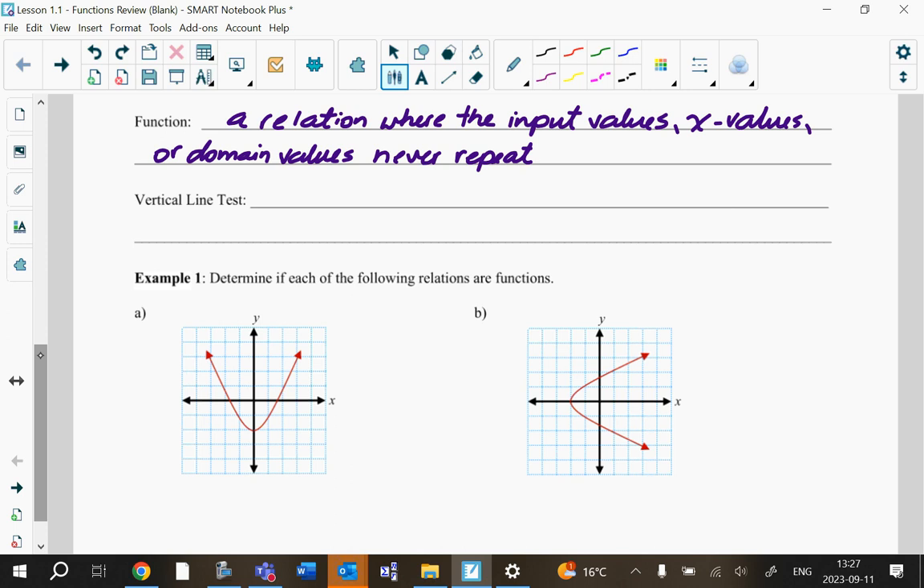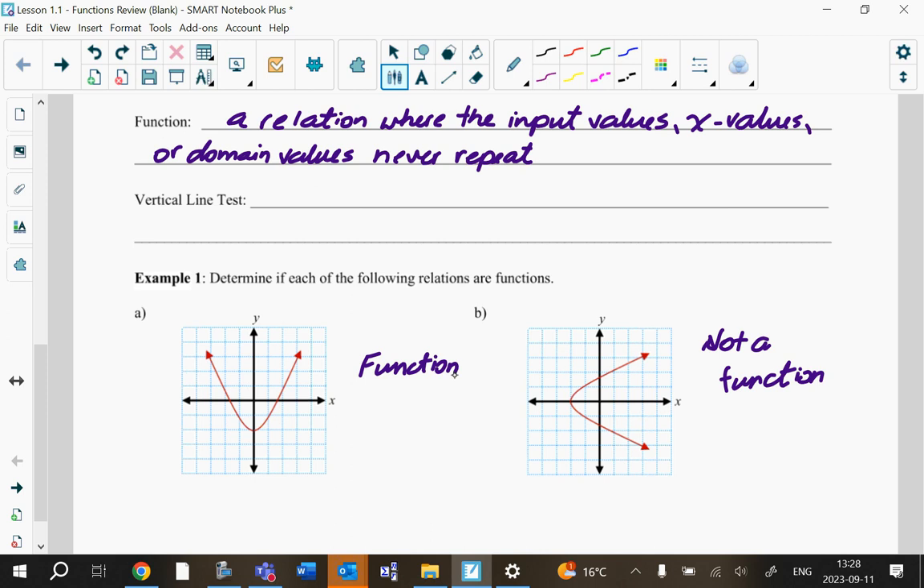if I look at x value 2, here's a point with an x value 2, but here's another point with an x value 2. So that means the x value 2 repeated. There was one answer here and one answer here. Same with 1. Same with 0. A whole bunch of them repeat. So this one would be not a function. But this one would be a function. And yes, you can tell.